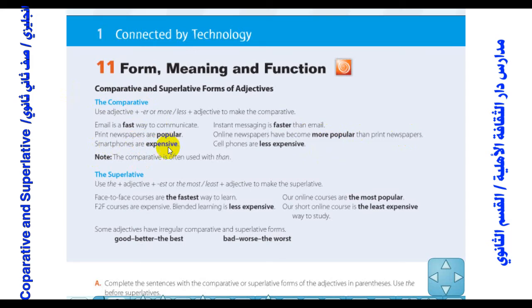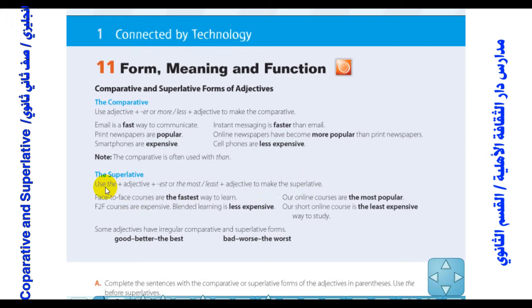Smartphones are expensive. Cell phones are less expensive. When you see less before a long adjective, you know that it is a comparative form. Note, the comparative is often used with than. Often, not always. The superlative. The superlative uses the plus adjective plus est or the most or least plus adjective to make the superlative.